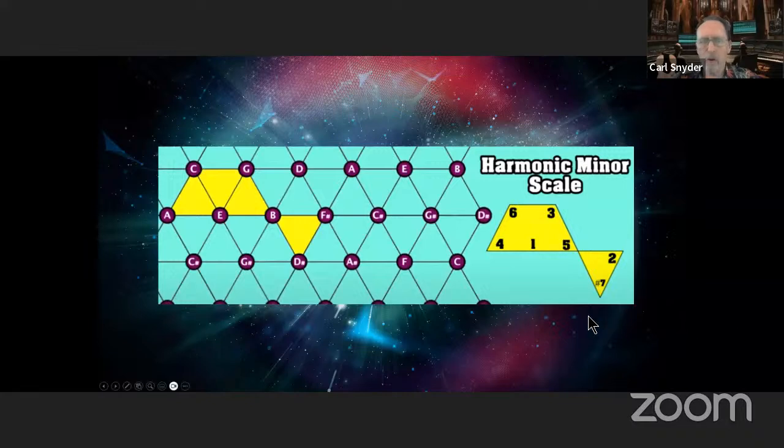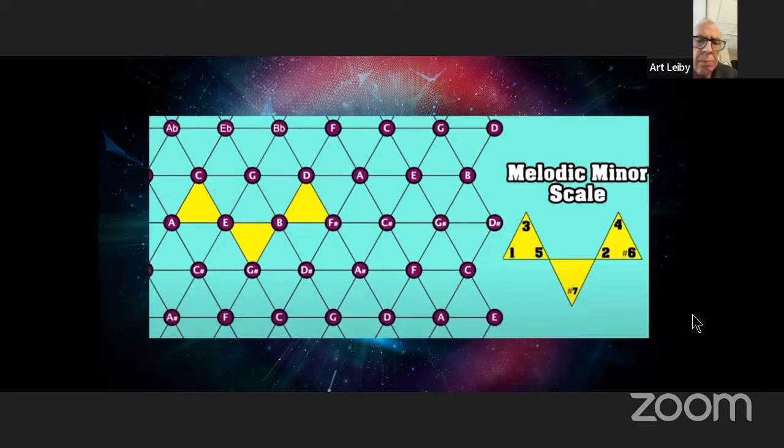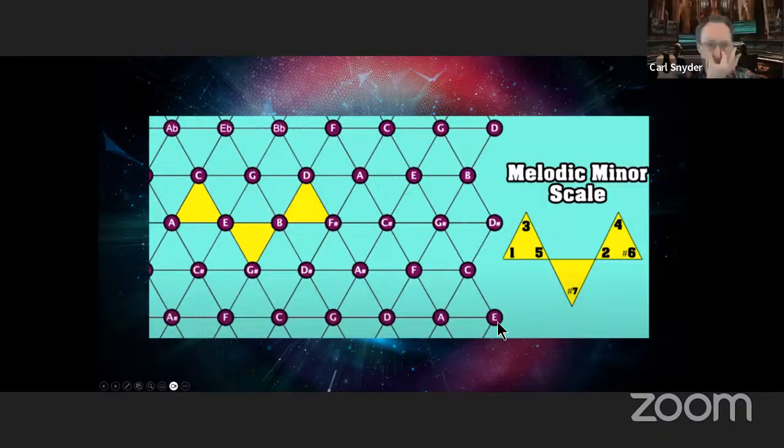So, I have 2 more parlor tricks. Here's the harmonic minor scale. And here is the melodic minor scale. So pretty versatile, especially for a student that can't find their way around the keyboard yet. They can look at the tonnetz and spell any chord properly.